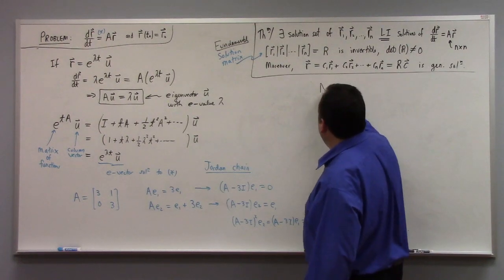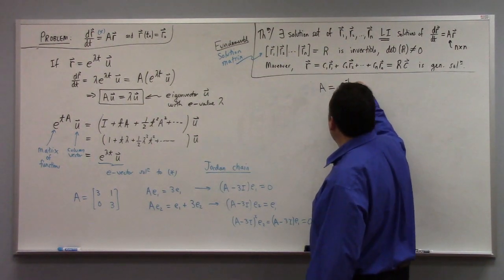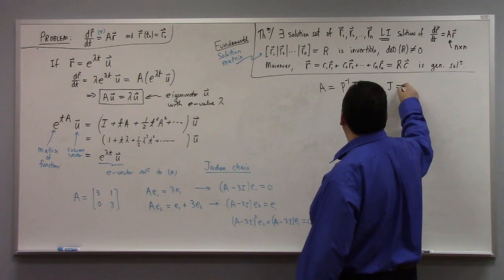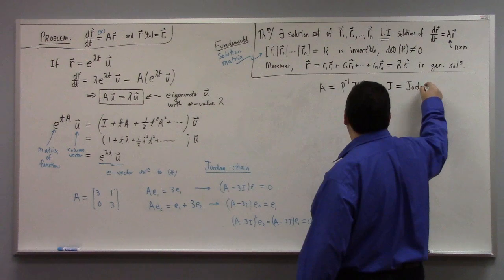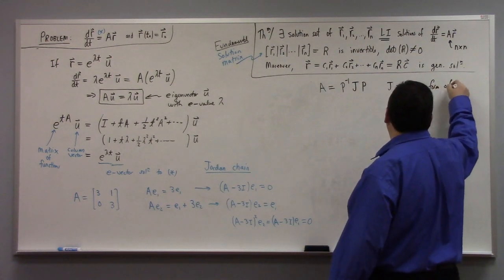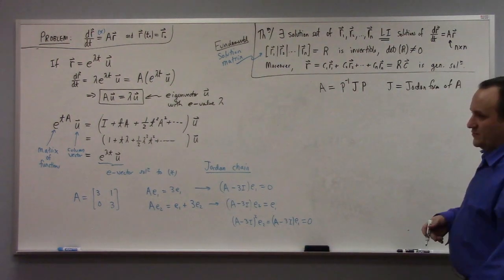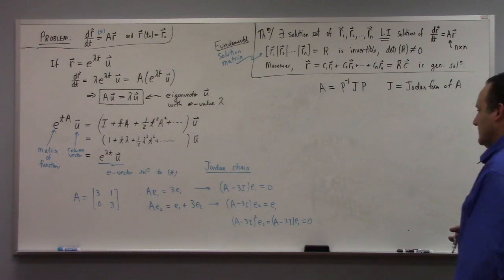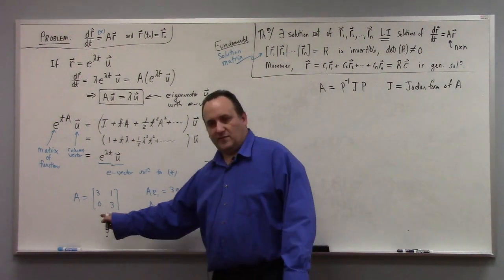Any matrix A, you can rewrite it as P inverse J P, where J is the Jordan form of A. And the Jordan form of A is a very nice matrix. It's a block diagonal decomposition where the Jordan blocks reflect the eigenvalues of the matrix. And if the matrix is diagonalizable, then the Jordan form is just a diagonal matrix. Okay. Simple. This actually is a Jordan matrix already.